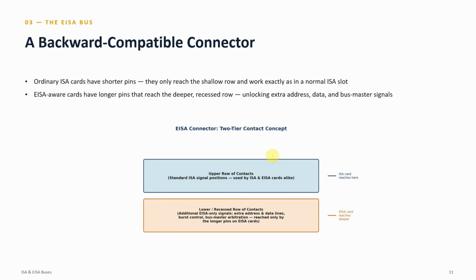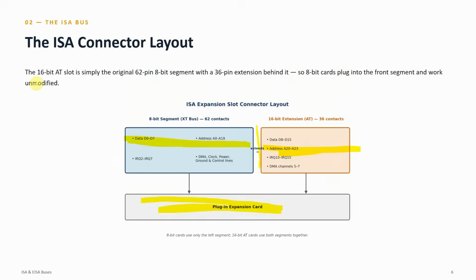Now, what does EISA support? Basically, EISA also supports backward compatibility. That means it also supports ISA. Ordinary ISA cards have shorter pins. So ISA pins used to have shorter pins, you can see.